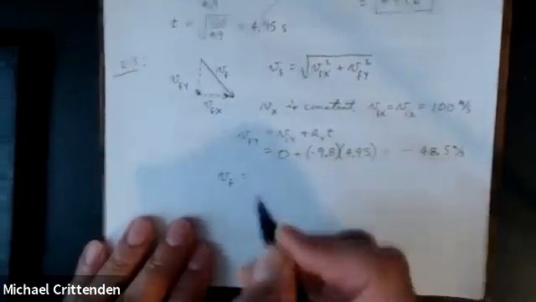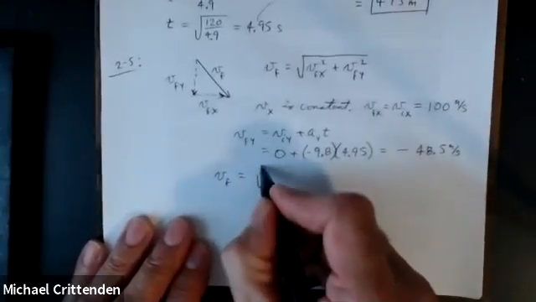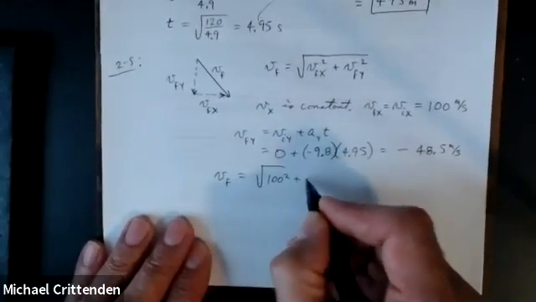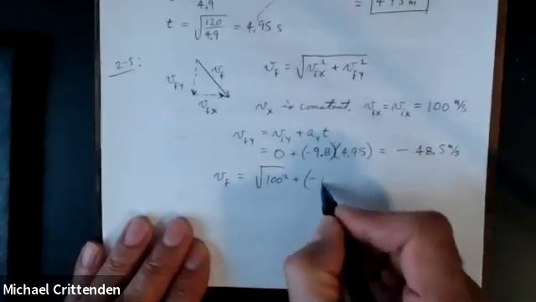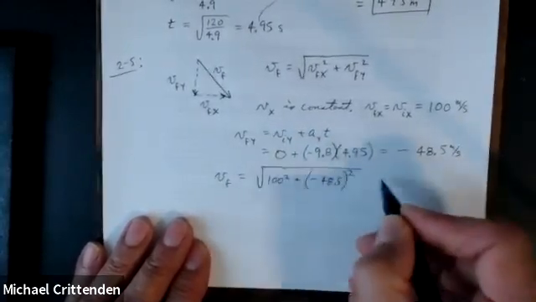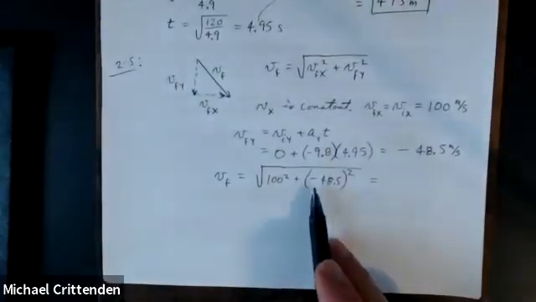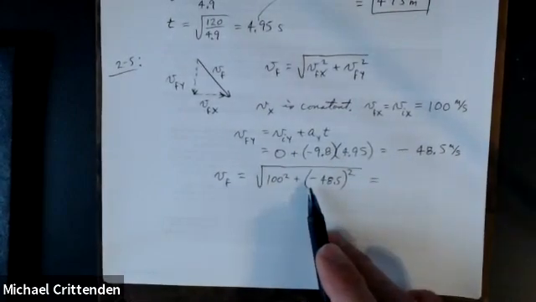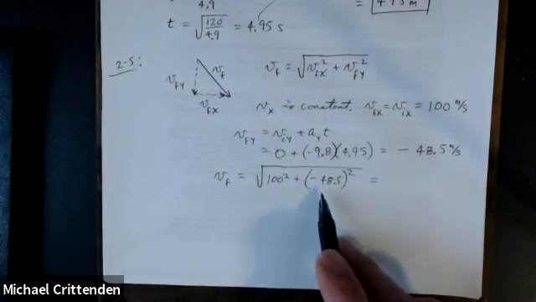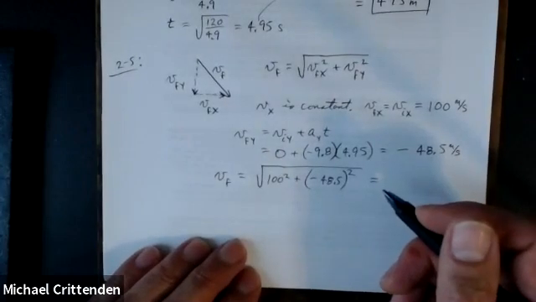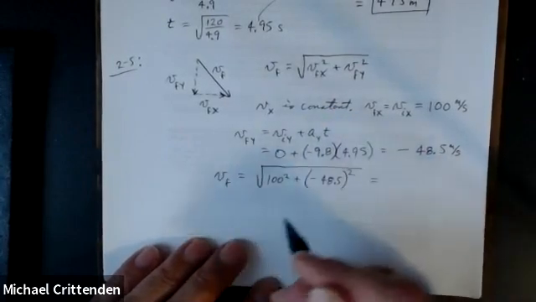V final equals square root 100 squared plus negative 48.5. Of course, writing down the minus sign was a complete waste of time because it squares away. A minus times a minus is a plus. So I could just have written 48.5 and not bothered with the minus sign. But if I did that every now and then, there'd be somebody that would say, what happened to the minus sign? So I figured I'd tell you.